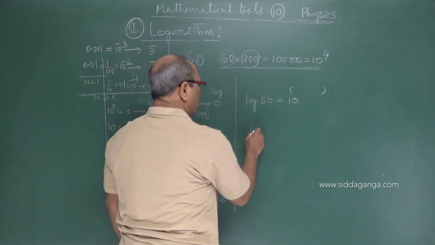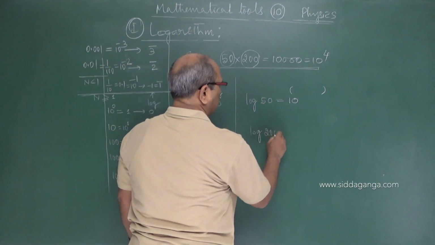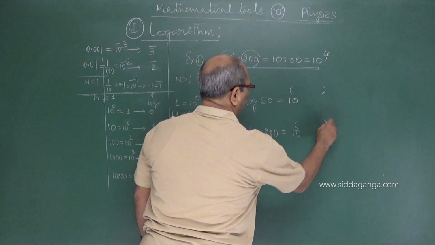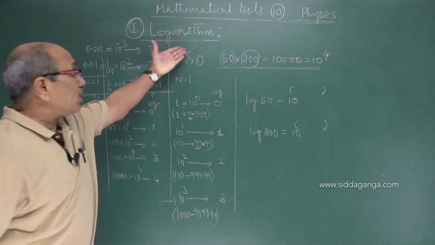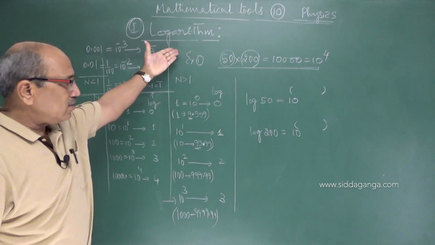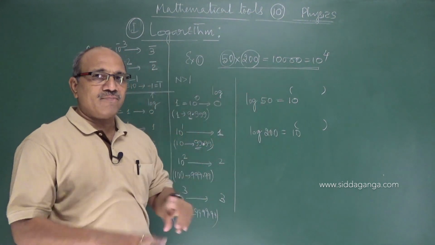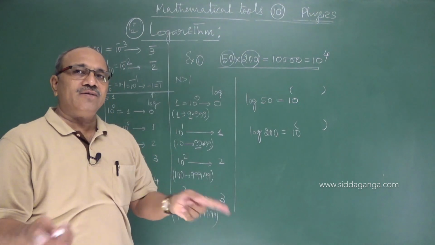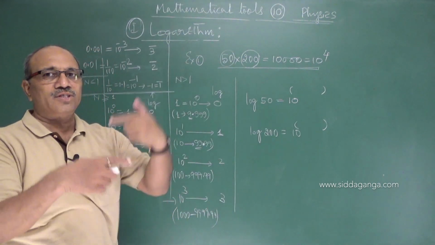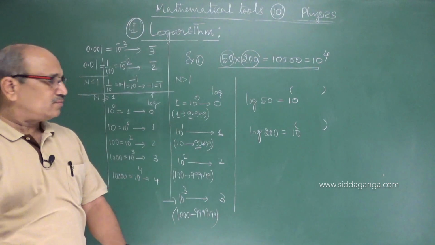And similarly, if you want log of 200, it means 10 to the power of something. That is what a logarithm is: express every number in terms of powers of 10. Where multiplication is there, add the powers. Where division is there, subtract them. Where powers are there, multiply.